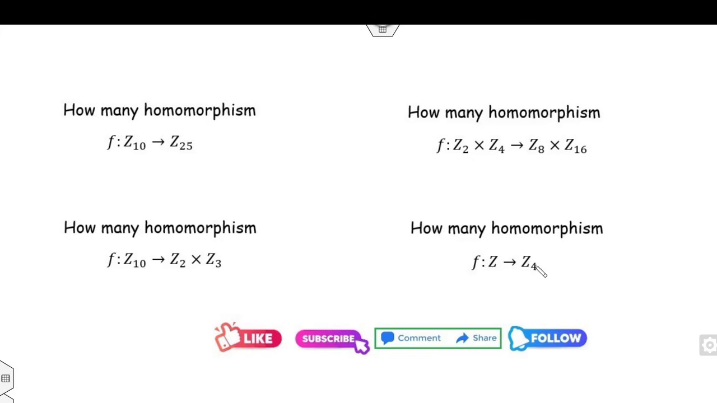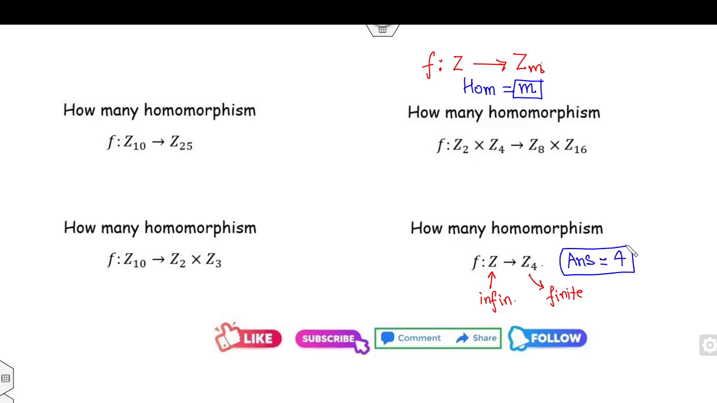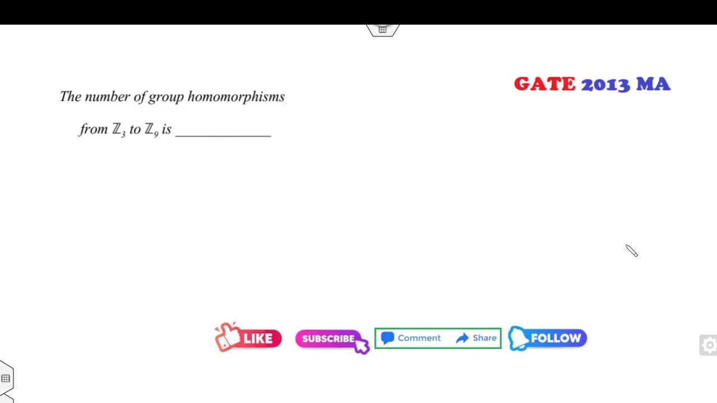How many homomorphisms from this? You can see this is my infinite group. Fine. This is my finite group. And what is the shortcut trick? As I told you, whenever f is from Z to Zm, how many homomorphisms are there? Homomorphisms are m. So in this case, m is 4, so the right answer is 4. You can see a very simple approach I have told you. You can solve the answer within 10 seconds.